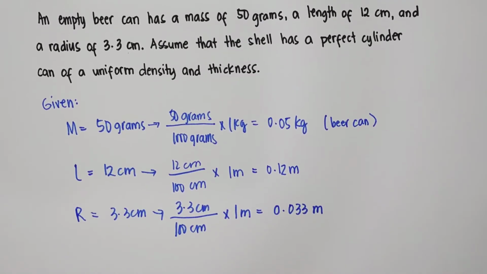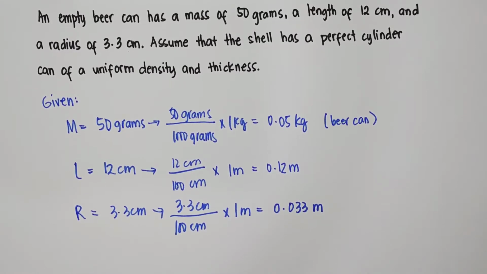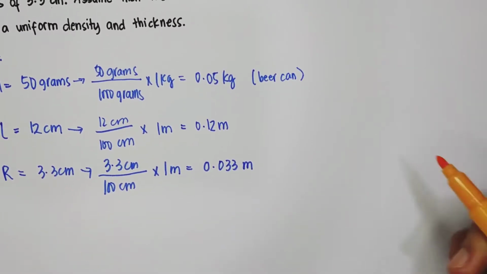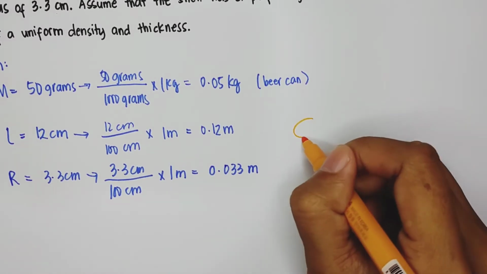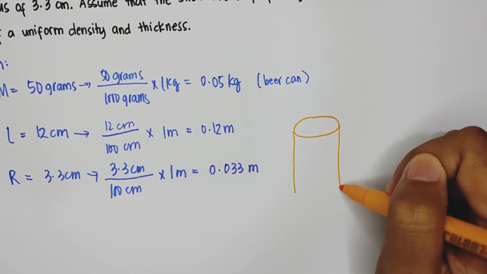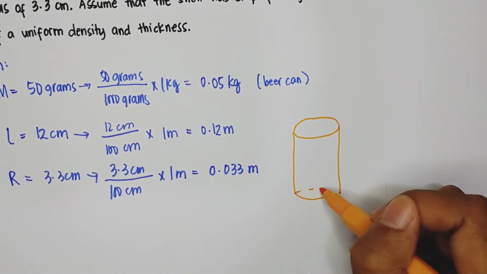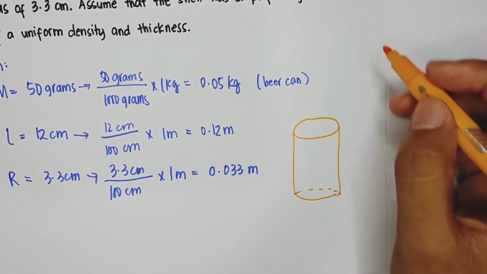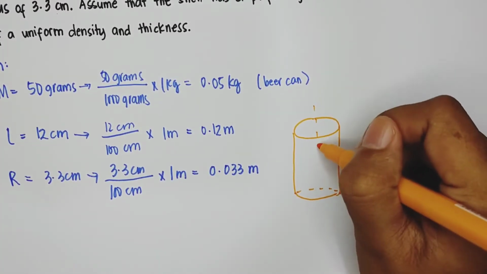Take note that we have a beer can, so let's try to illustrate this. If we illustrate this, it will look like this. It is a cylinder, so this is our cylinder. We have here our cover, this is our lid, and this is our cylinder.